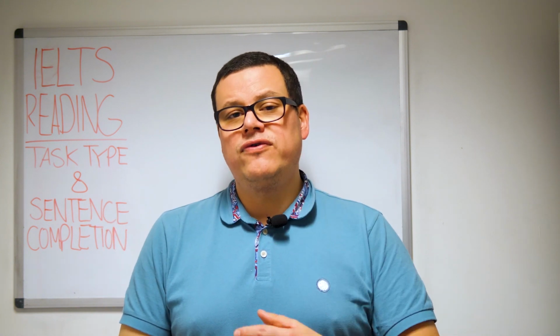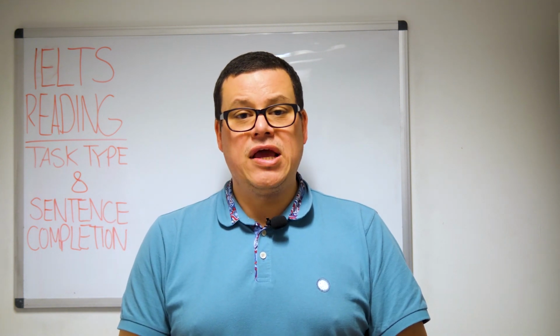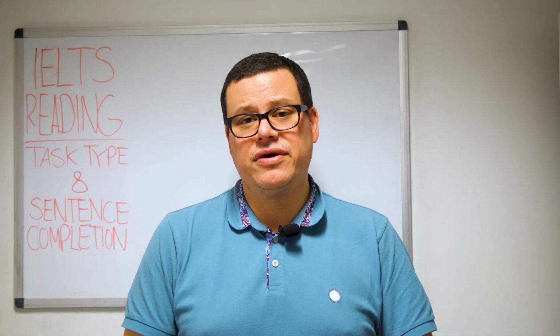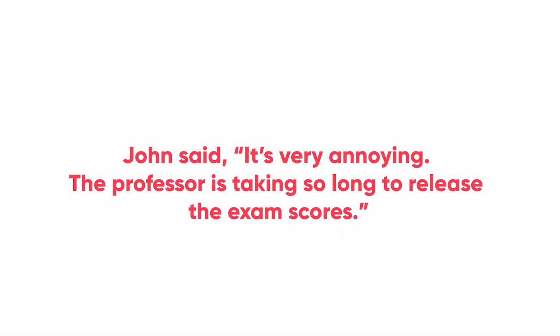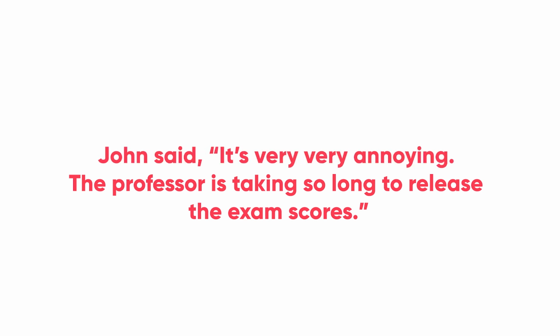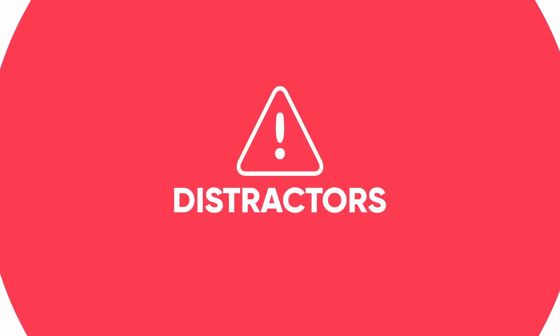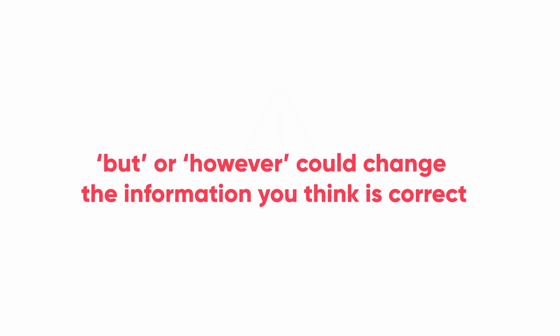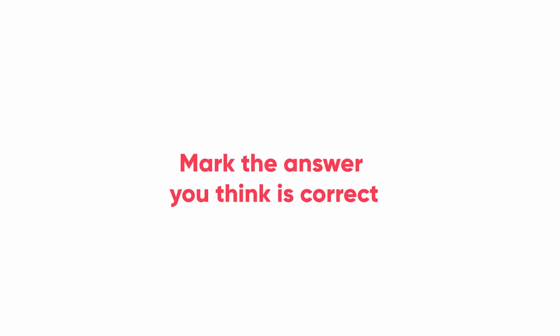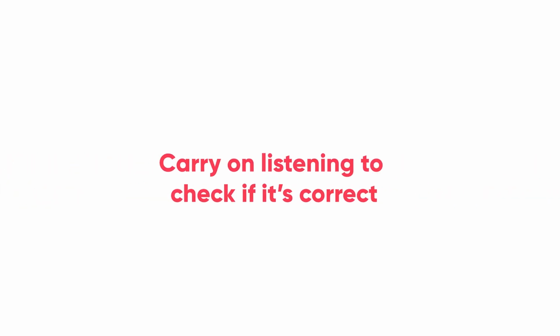This also means that you don't need to write any words that are already in the sentences. If you do, this will also make your sentences grammatically incorrect. So, looking at the previous example again, if on your answer sheet you write very annoying, the answer would be marked wrong as the sentence already has very in it. As in other parts of the IELTS test, be careful with distractors. They can change the original information. You might think you've found the answer, but a word like but or however could change the information you think is correct. Try marking the answer you think is right, then carry on reading to check if it's correct. If it isn't, quickly cross it out and eliminate the answer.